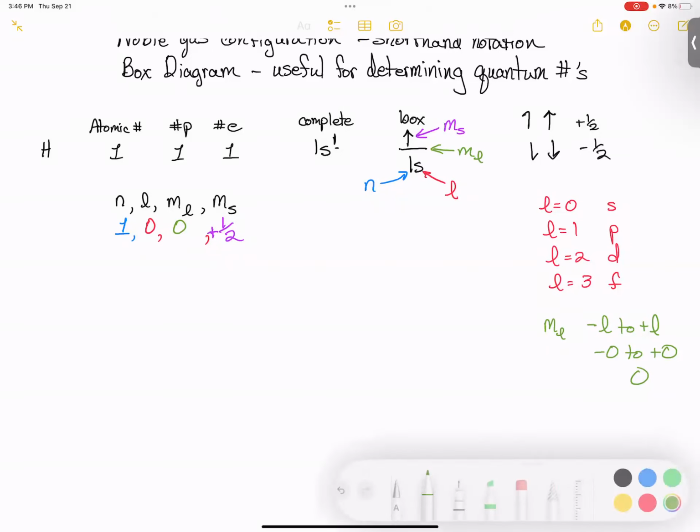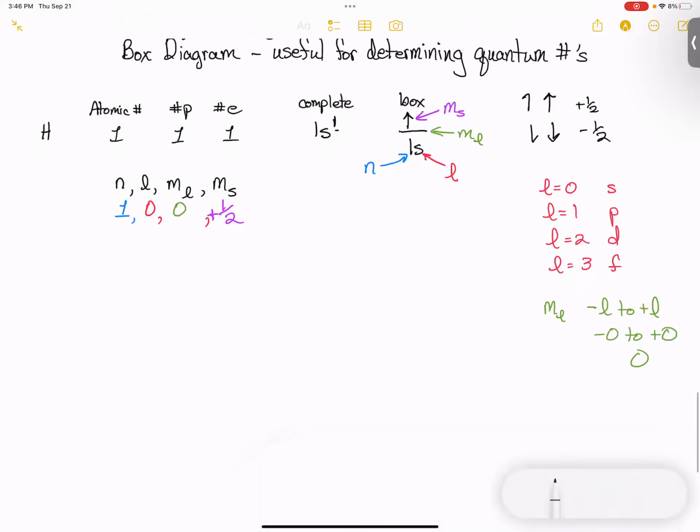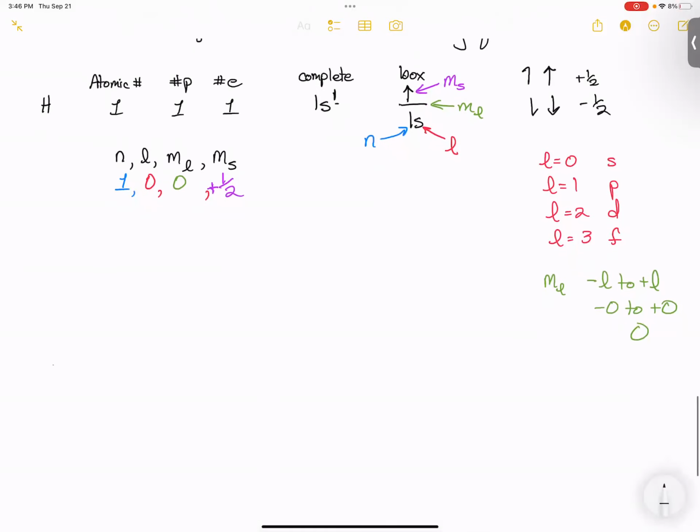Let's go with helium. Helium is atomic number 2. It has 2 protons and 2 electrons.